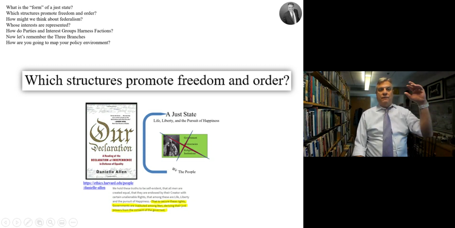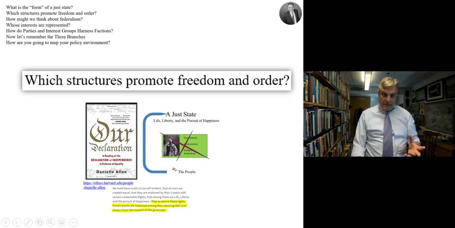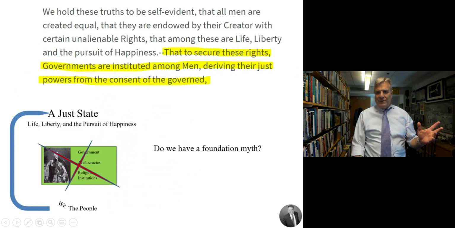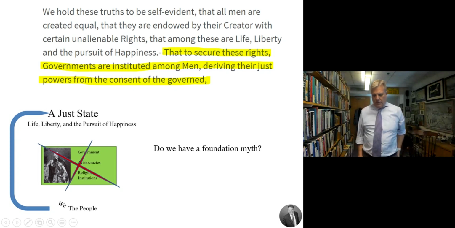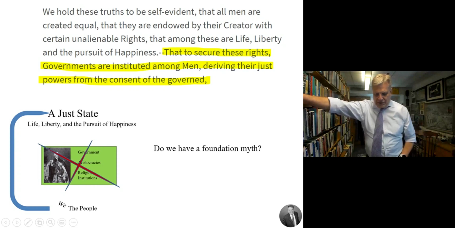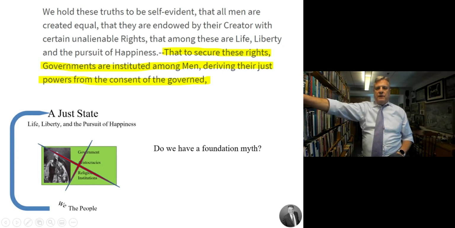We talked about the form of a just state, went through some of the history on the continent, talked about the importance of that Declaration of Independence, and then that leaves us with the question, which structures promote freedom and order? And that's where I want us thinking about how the Constitution actually works to promote freedom and order. But it takes us a while before we settle on the Constitution. We're going to have to go through a revolution and then a rather fractious period of the Articles of Confederation.